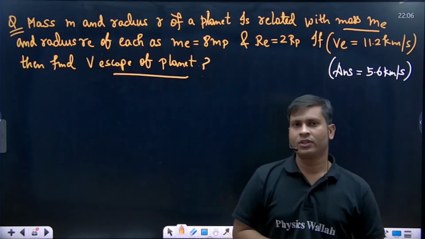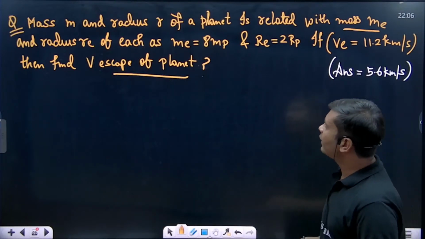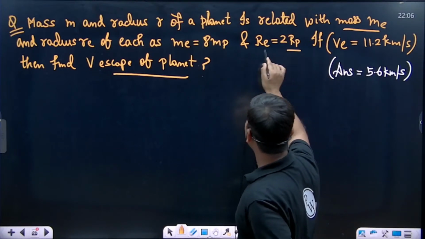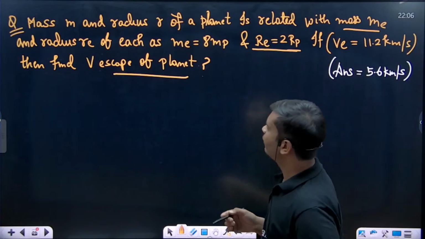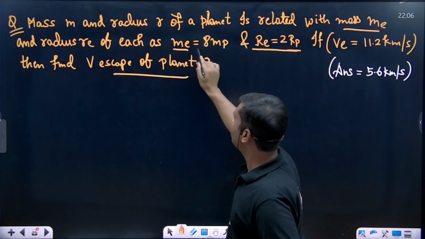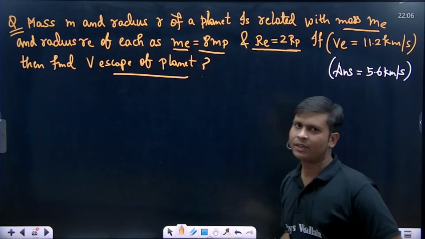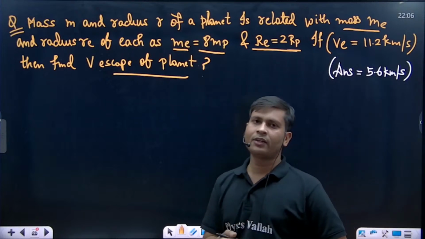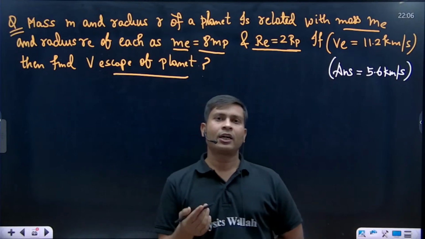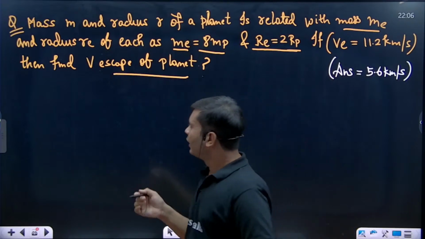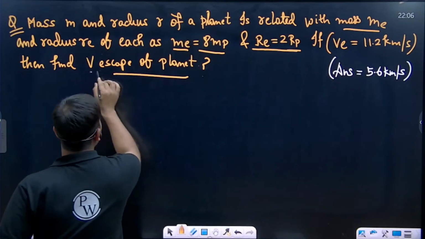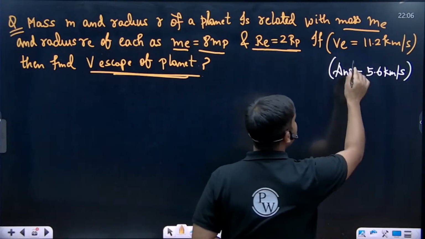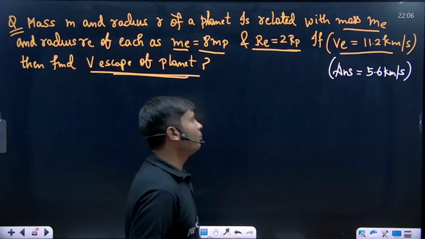Here in the question, students, what is given? The radius of Earth is related with the radius of the planet, and the mass of Earth is given in terms of the mass of the planet. We have to find the escape velocity of the planet, where the escape velocity of Earth is given, that is equal to 11.2 kilometer per second.